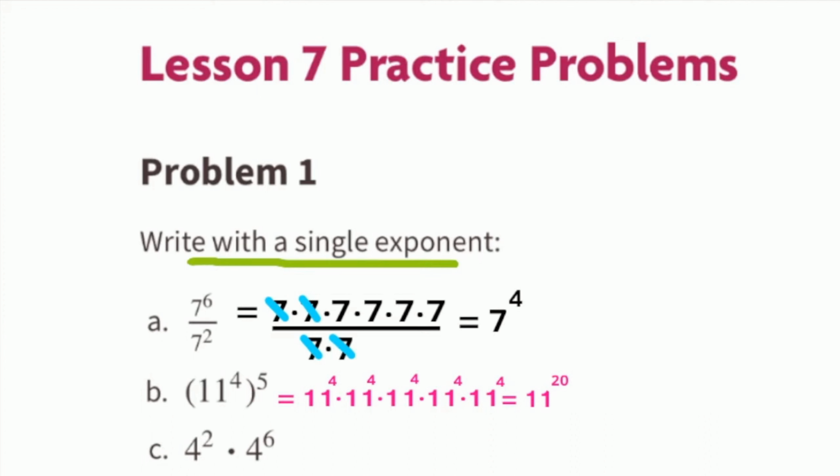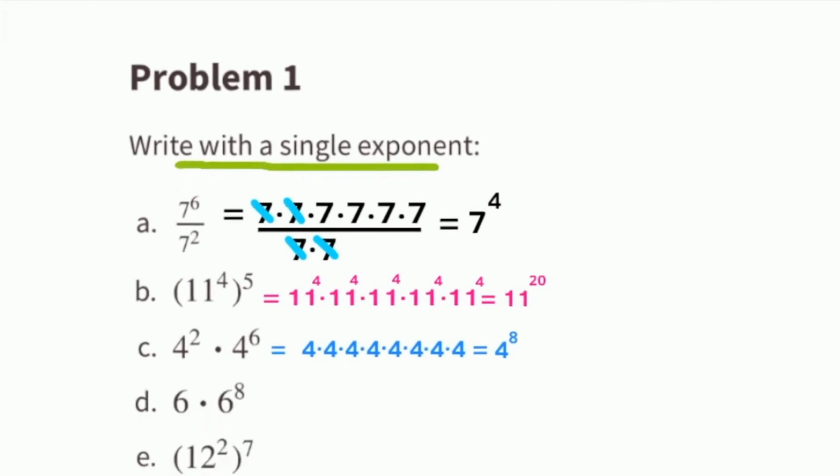C. 4 to the power of 2 times 4 to the power of 6. 4 to the power of 2 would be 4 times 4, and 4 to the power of 6 would be 4 times itself 6 different times, for a total of 4 times itself 8 times. So our answer would be 4 to the power of 8. We just added the exponents. 2 plus 6 is 8.